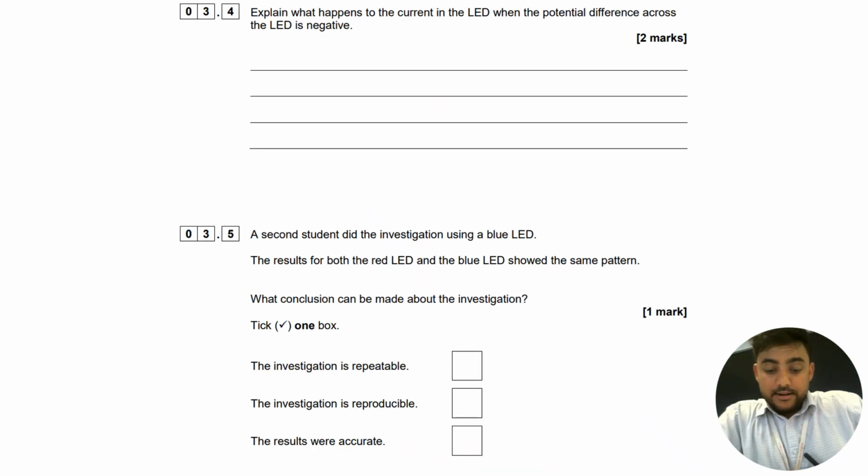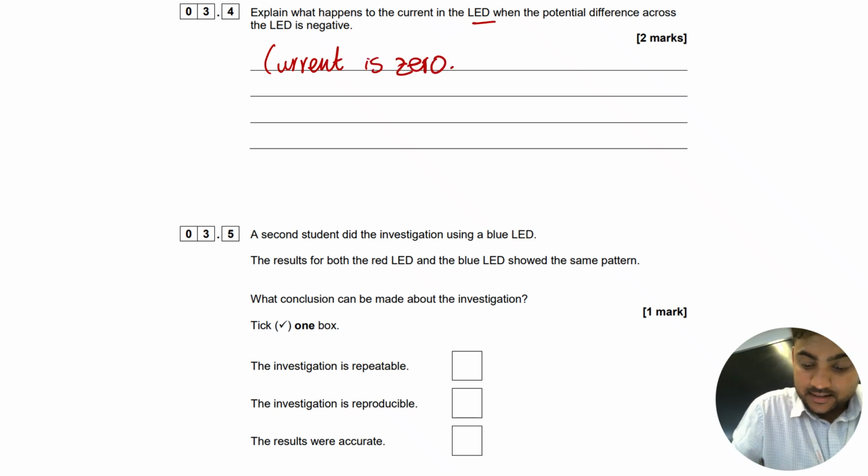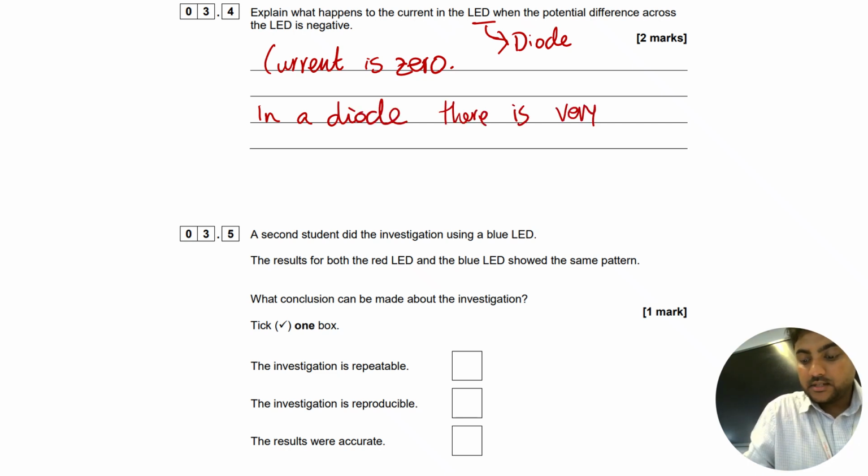Explain what happens to the current in the LED when the potential difference across the LED is negative. When the potential difference across the LED is negative, the current is 0. Why? Because the LED, the D actually stands for diode. And in a diode, there is very high resistance in the negative direction.